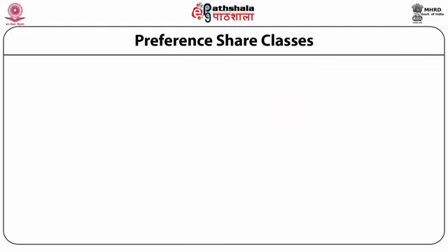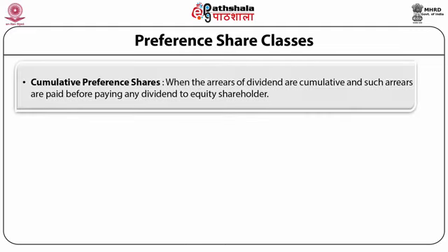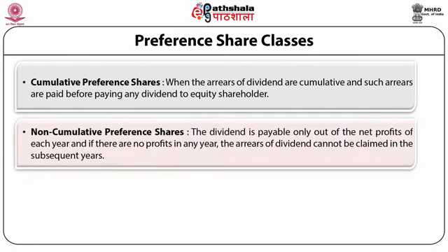Preference share classes. Cumulative preference shares: when the arrears of dividend are cumulative, such arrears are paid before paying any dividend to equity shareholders. Non-cumulative preference shares: the dividend is payable only out of the net profits of each year, and if there are no profits in any year, the arrears of dividend cannot be claimed in subsequent years.